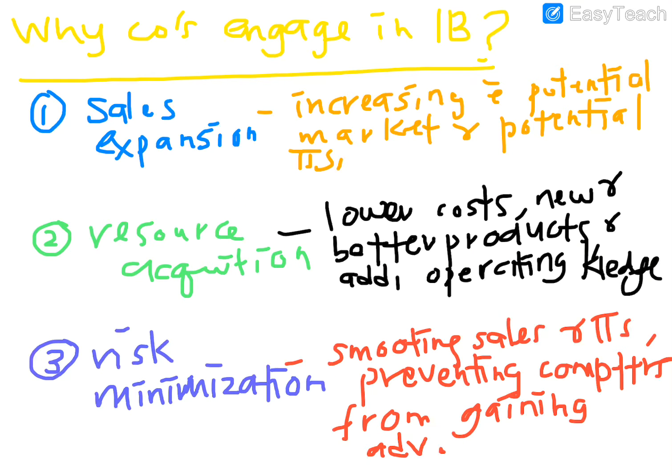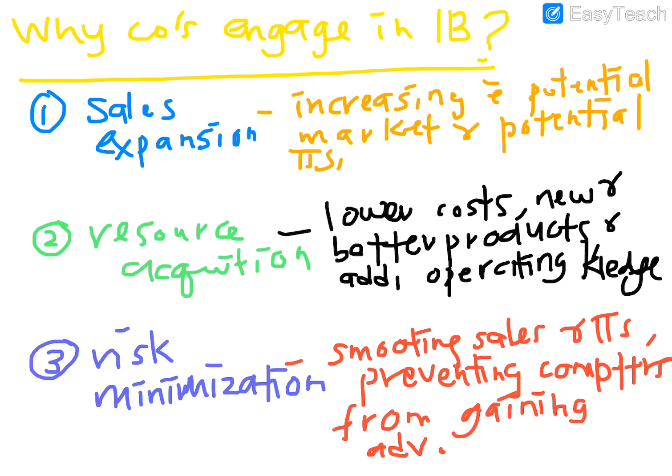Now we proceed to why companies engage in international business. We have three factors here: sales expansion, resource acquisition, and risk minimization. First, sales expansion. To expand sales, pursuing international sales increases the potential market and potential profits. In order to gain more profits, you must pursue international sales.